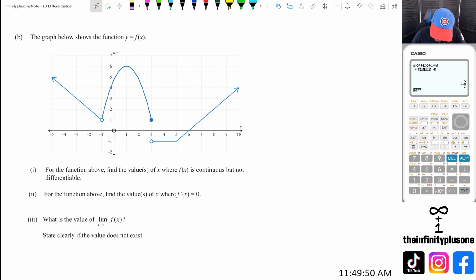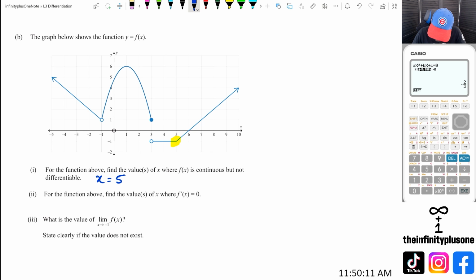Okay, so with this question, what are we looking at? For the function above, find the values of x where f of x is continuous but not differentiable. And I think the only part I could look at is this one here because it's continuous, but it's a sharp point, so you can't differentiate it. So for this, x is equal to 5.